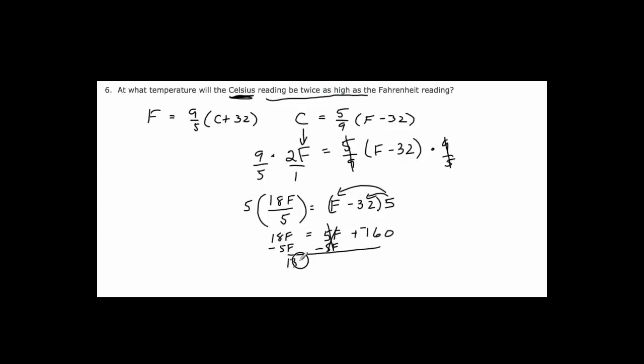So that's going to leave me 13F equals negative 160. Now I'm going to divide by 13, divide by 13. So my Fahrenheit amount is going to be negative 160 thirteenths. Okay, well that's really not the answer yet.